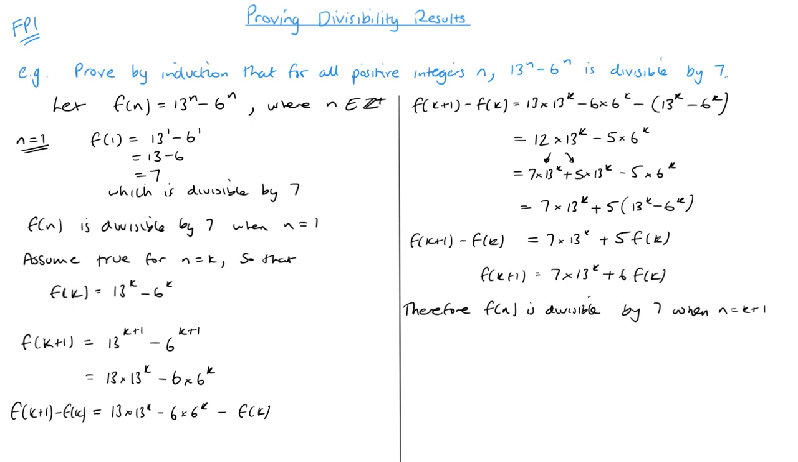So then we write that sentence. Therefore, f of n is divisible by 7 when n equals k plus 1, because we've shown it. Now, the final step is to write our conclusion.